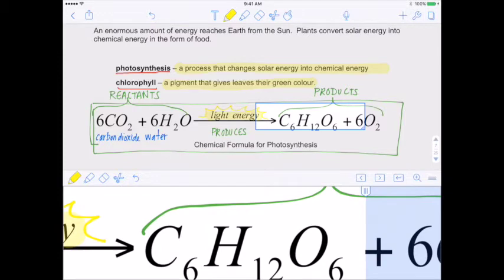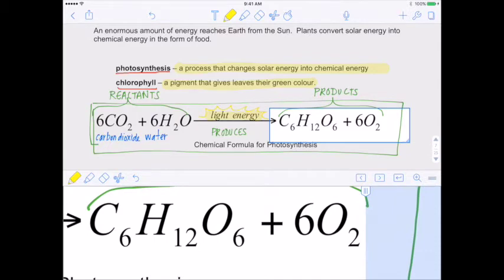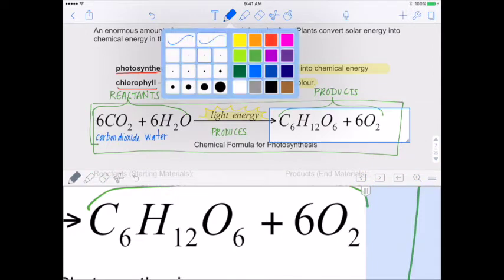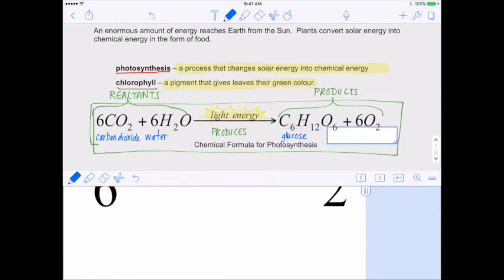So light energy comes from the sun, and it allows the sun to convert those starting materials into these end materials. The first product that is produced is C6H12O6, and this is the chemical formula for glucose. And glucose is a type of sugar, and that is the source of energy for all living things. The second product, or the second chemical that is produced, is oxygen. And the chemical formula for oxygen is O2.